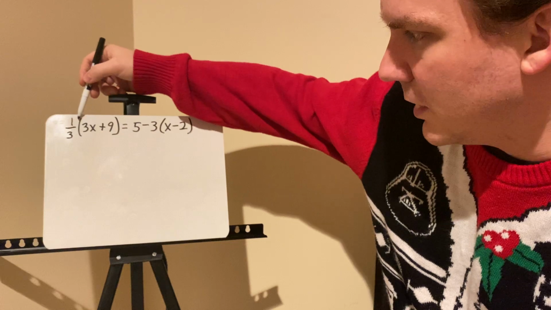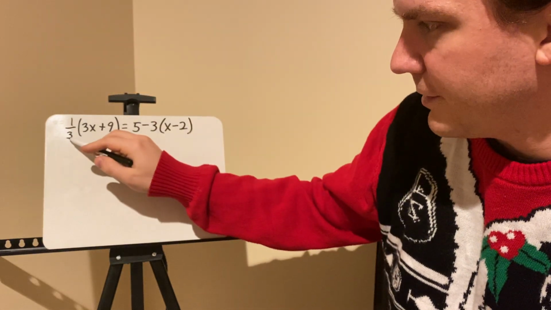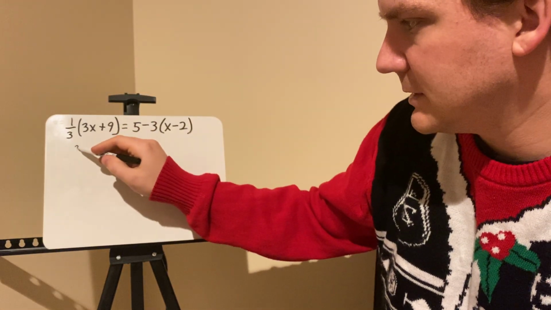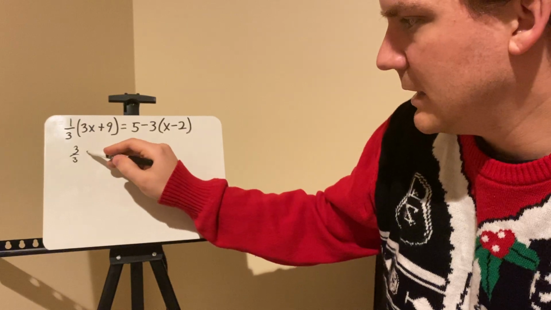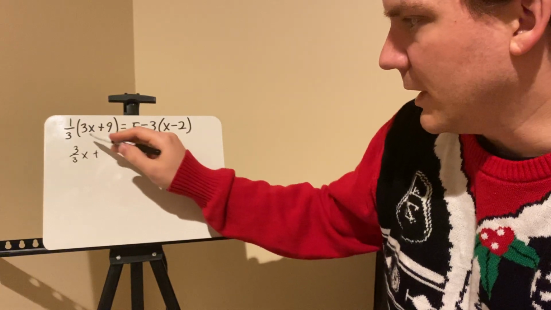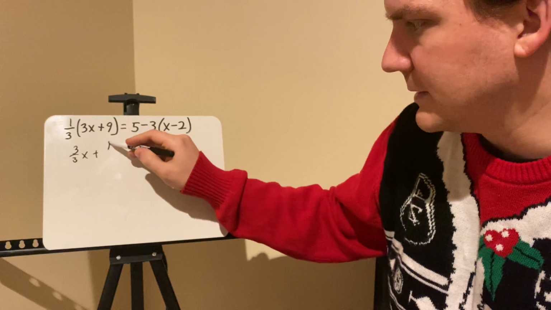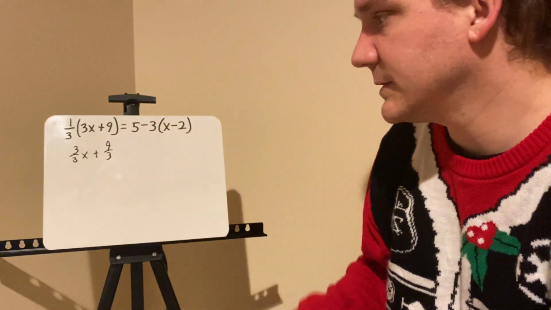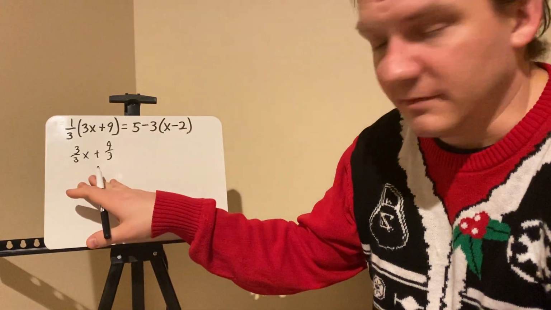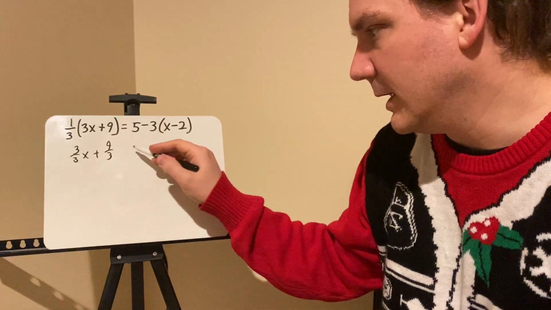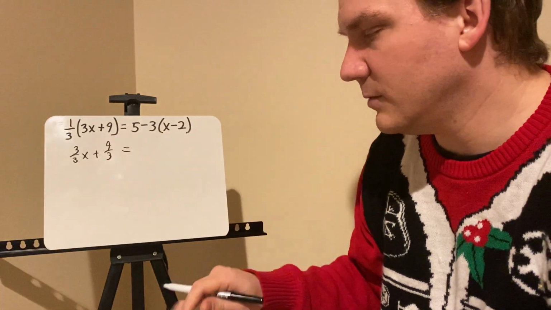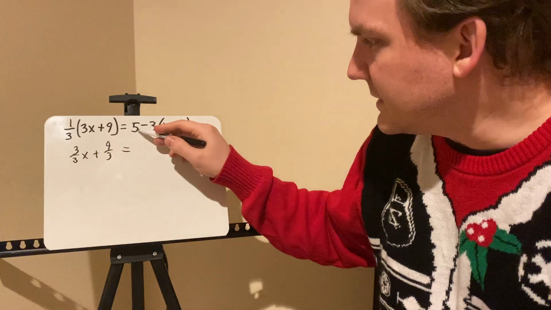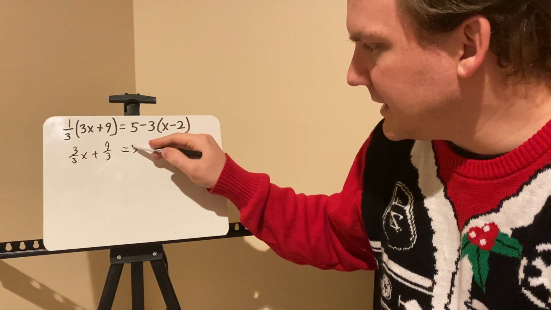This first one is 1/3. So when I do 1/3 times 3, it's 3/3 x plus 1/3 times 9 is going to be 9/3. These will simplify down to 1 and 3 respectively, and we'll get to that in a minute. There's nothing to distribute here, so the 5 stays the same.